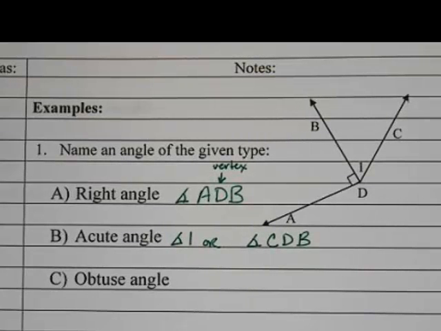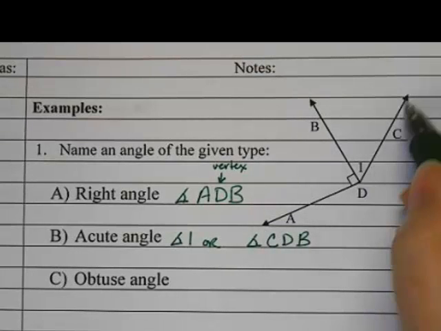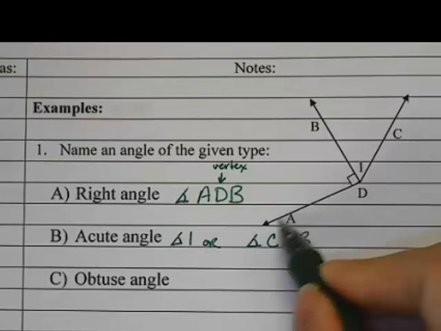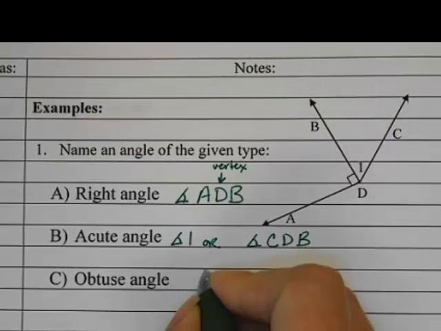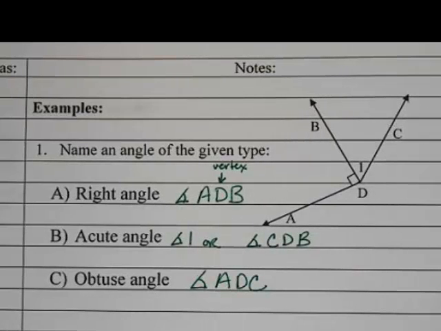And finally, an obtuse angle. We're looking for something bigger than 90 degrees. There's a third angle here that we haven't talked about yet, this wide obtuse angle. Call that angle ADC, also known as angle CDA.